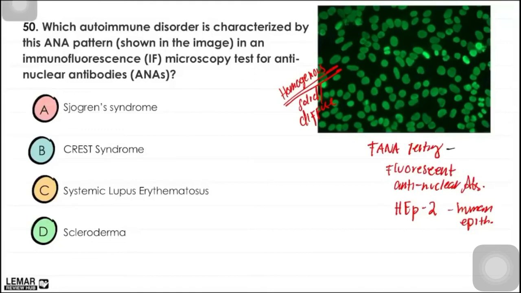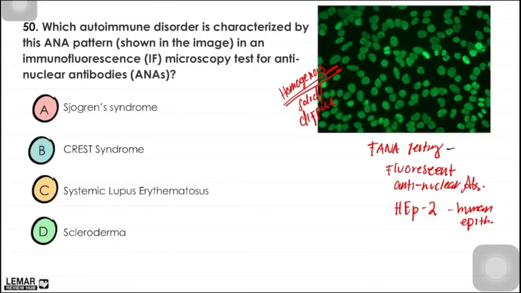The principle of this test: we use an indirect fluorescent antibody procedure for the detection and semi-quantitation of human anti-nuclear antibodies. We use human epithelial cells, the HEp-2 cells, in this test. Observation of a specific pattern of fluorescence on HEp-2 cells indicates the presence of autoantibody in a patient's serum. Please use the handouts, where we have tables that describe the specific patterns of ANA.